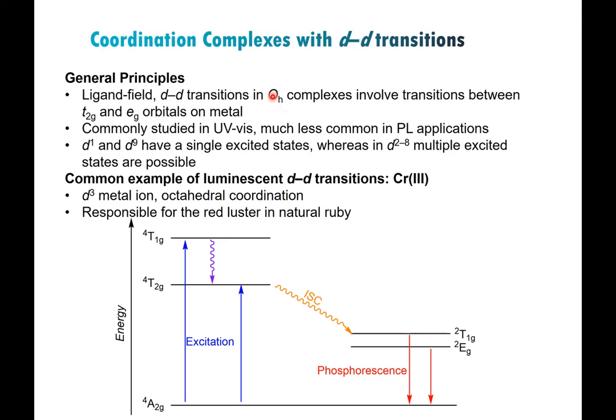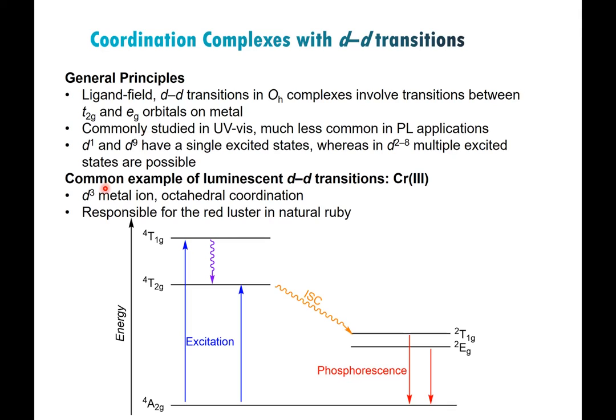So these ligand field transitions are most commonly studied in octahedral metal complexes, and the type that we'll talk about in more detail have approximate Oh symmetry as well. In that case, the d orbitals split into a t2g and eg set, triply degenerate and doubly degenerate, and the d-d transitions involve promoting electrons from t2g to eg. As I said, these types of transitions give rise to color in many transition metal salts when they're dissolved in solution or as ionic compounds. And so there's a lot of UV-vis studies on those, but they're much less common in photoluminescence.